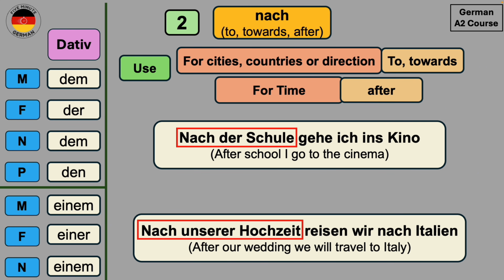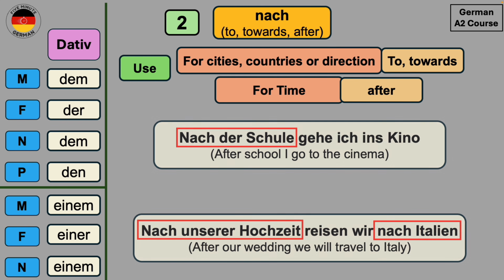And in the second example, you might have noticed that we have used nach twice. First at the start, which is nach unserer Hochzeit, and then at the end as well, nach Italien, which we learned earlier that we use nach with countries as well.